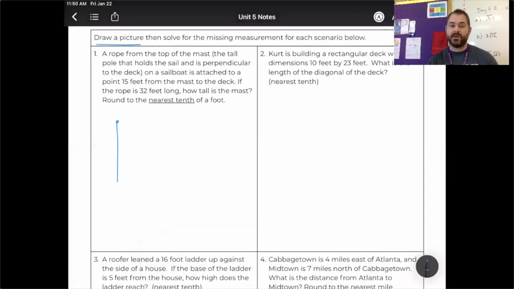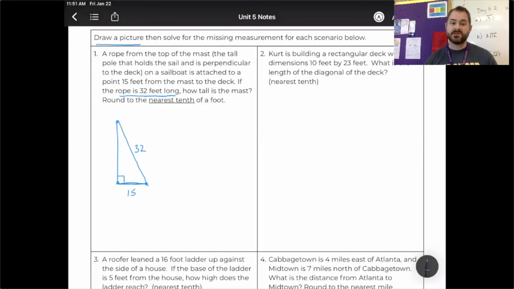We have a rope going from the top of that mast to another point down on the deck, but that other point is not right here at the bottom. It's 15 feet away from the bottom on the deck. So that's our 15 feet, and this is our rope. There's your right triangle. Okay, we've got our mast going up and down, the deck horizontally along the bottom, which is 15 feet away, so we're going to mark that as a length of 15. Now, we also know that the rope is 32 feet long. Well, the rope in this case becomes our hypotenuse, okay?